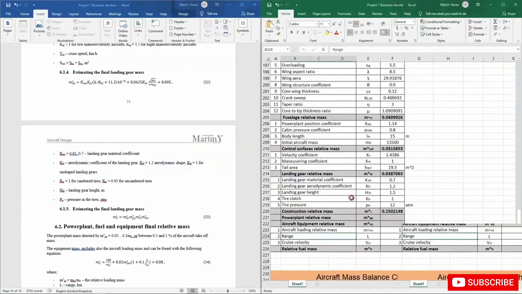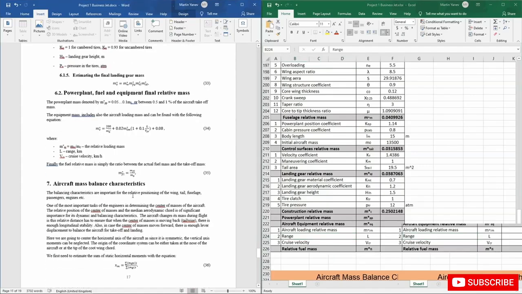Hi guys, today we are going to talk about the power plant, the equipment, and the fuel mass, as I discussed in the last lecture in the end. So let's not lose time and simply get started.